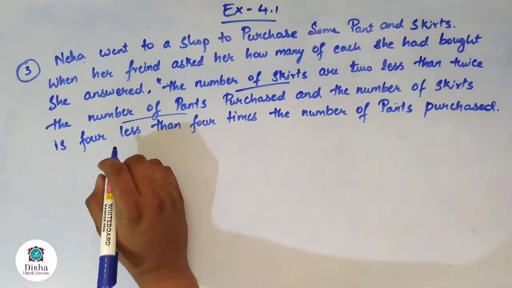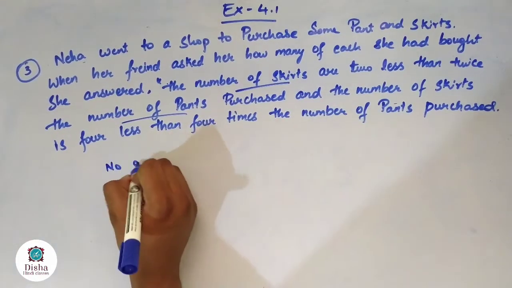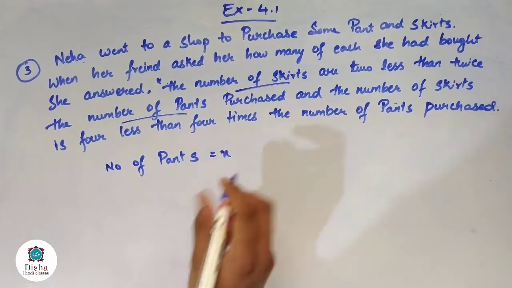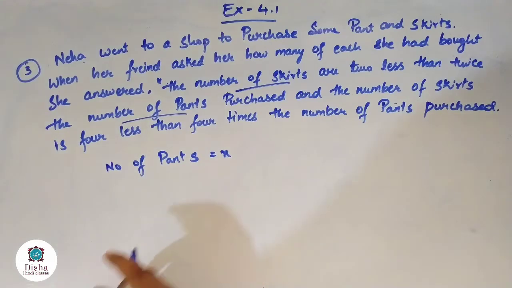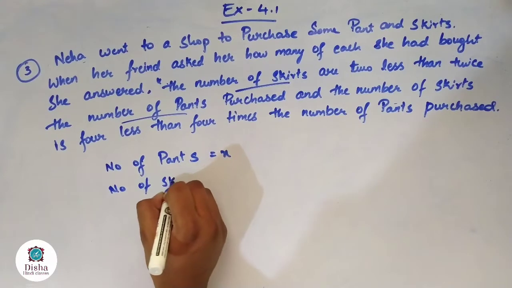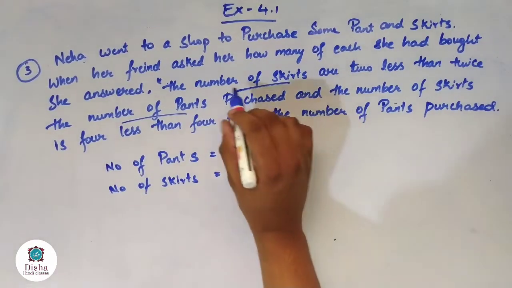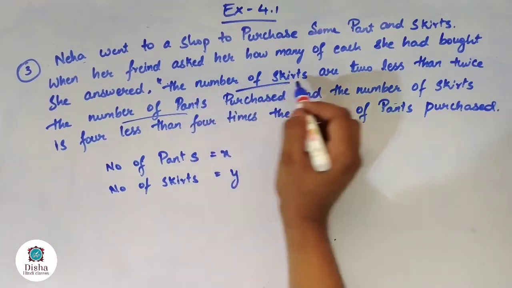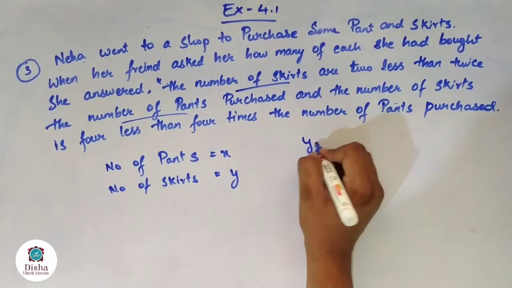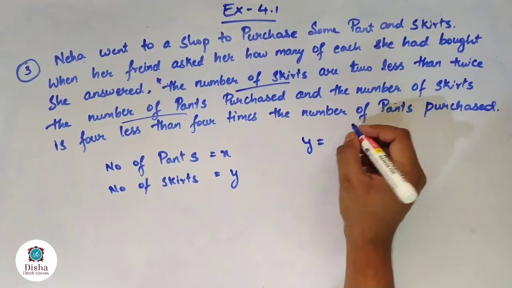So let us take the number of pants as x. So number of pants equals x, right? And number of skirts equals y. So here read the statement: the number of skirts is 2 less than twice the number of pants. So skirts equals 2 less than twice the number of pants.